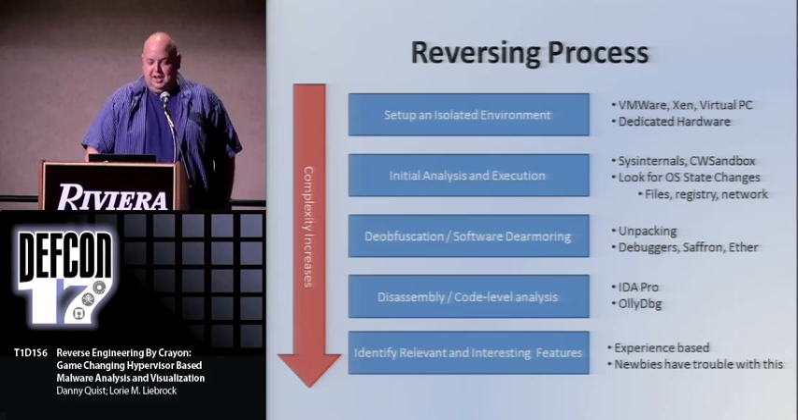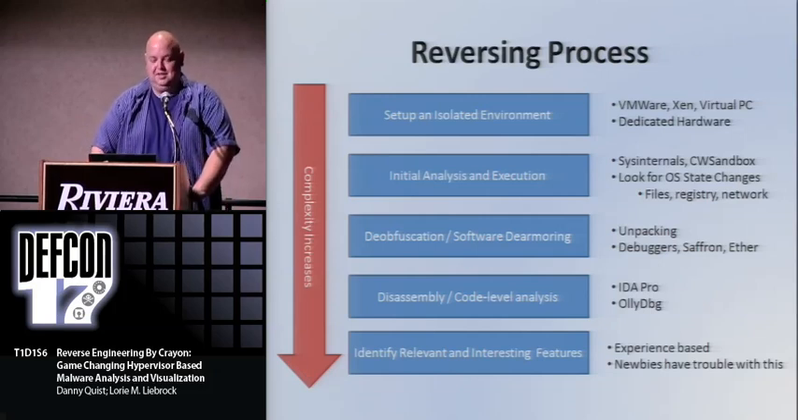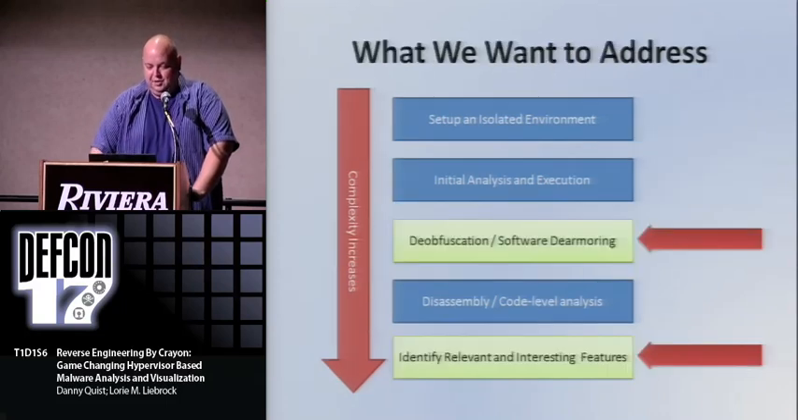And then the next part is identifying relevant and interesting features. And so this is where a lot of newbies have trouble with the process and something that I wanted to address. So the two things that we're going to talk about here that are specifically going to be addressed is that we're going to look at de-armoring or deobfuscation. And this is using a tool called Ether, which is completely cool.